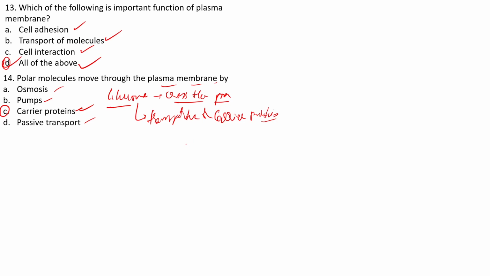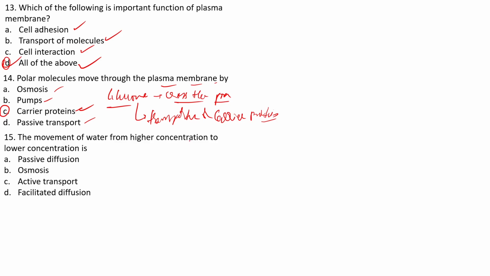Now let us look into the next question. The movement of water from the region of higher concentration to the region of lower concentration is mainly passive diffusion, osmosis, active transport, or facilitated diffusion. We all know the answer is osmosis, the simplest definition, and we have studied it multiple times. Osmosis is your right option.